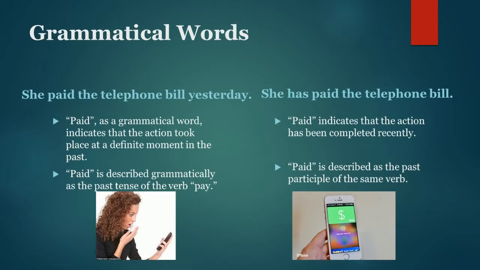We notice that the verb pay is realized by the same word form, namely paid, in both sentences, although in sentence 1, paid, as a grammatical word, indicates that the action took place at a definite moment in the past, while, in sentence 2, it indicates that the action has been completed recently. In sentence 1, paid is described grammatically as the past tense of the verb pay. In sentence 2, it is described as the past participle of the same verb.